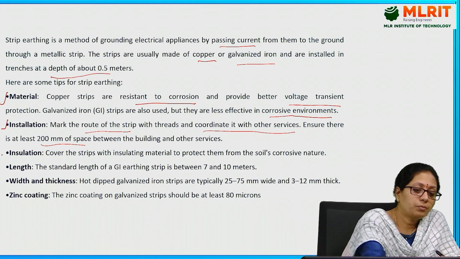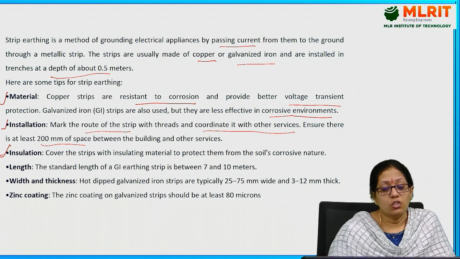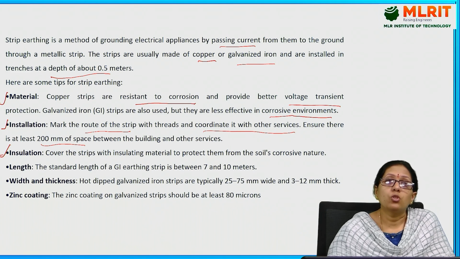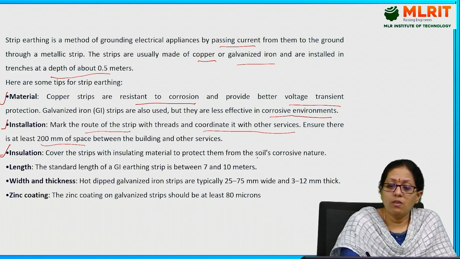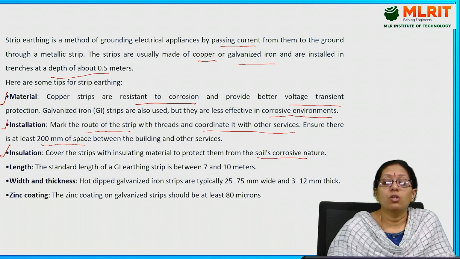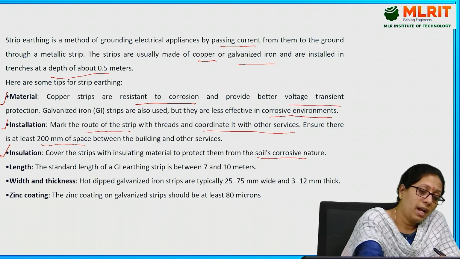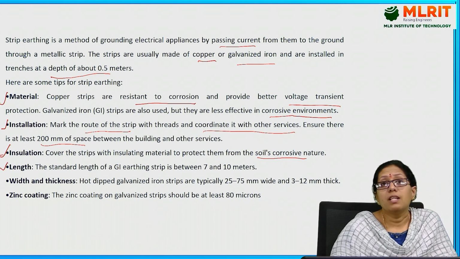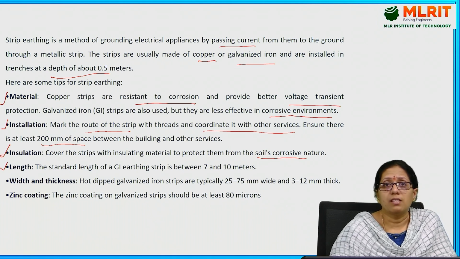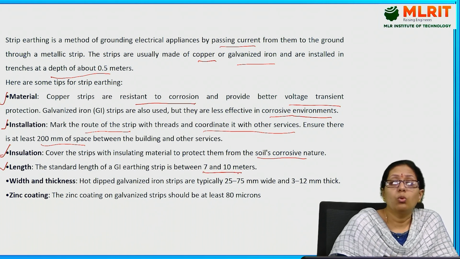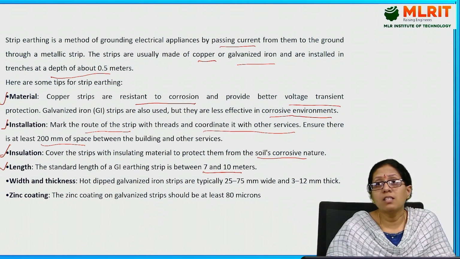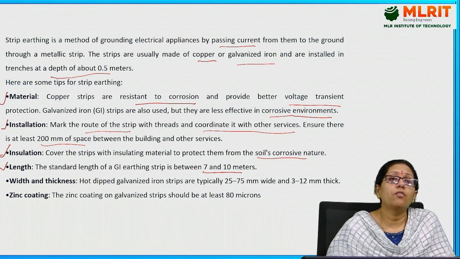Next one is insulation. Cover the strips with insulating material to protect them from the soil's corrosive nature. Soil will have a corrosive nature, so in order to protect from soil corrosion, cover the strips with an insulating material. And next one is length. The standard length of a GI, means galvanized iron, earthing system is between 7 to 10 meters.